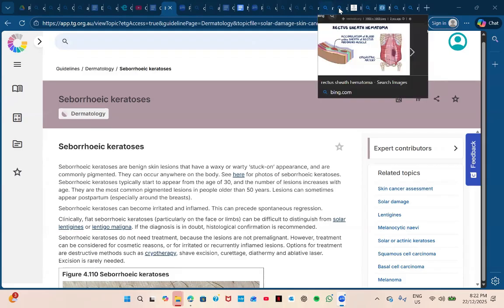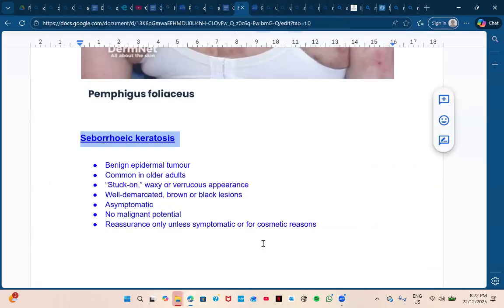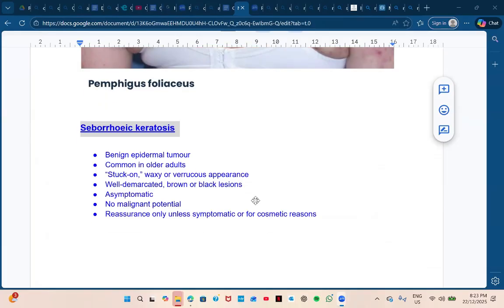Okay, so let's go back to our topic. I just want to show the picture. Okay. Drama is bad. You have to remember those, just the picture, then the treatment.